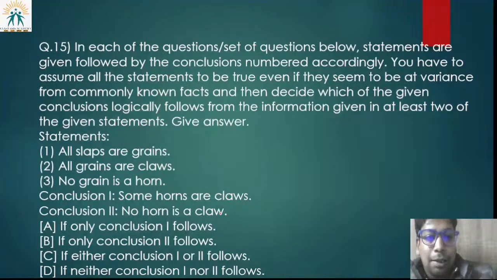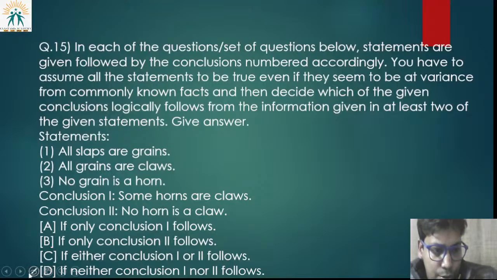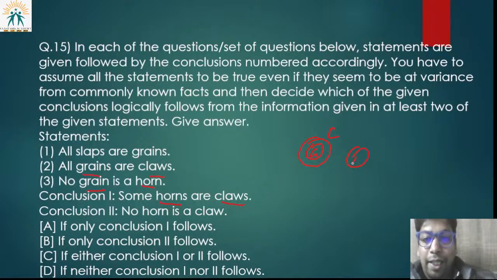Alrighty, so we have another syllogism. Let's quickly make the Venn diagrams. We have all slabs are grains. Let's look at our conclusions: horns and claws. What do we need to connect horns and claws? Middle term grains. So we need statement 2 and statement 3. All grains are claws. No grain is a horn. So horn is outside. Conclusion 1, some horns are claws. Definitely out, right? Conclusion 2, no horn is a claw.